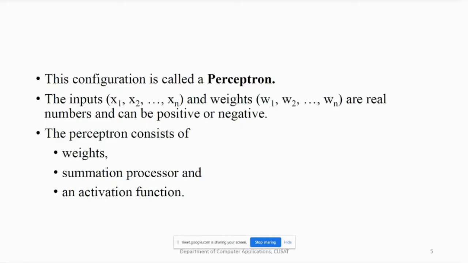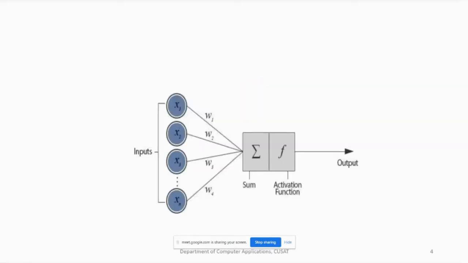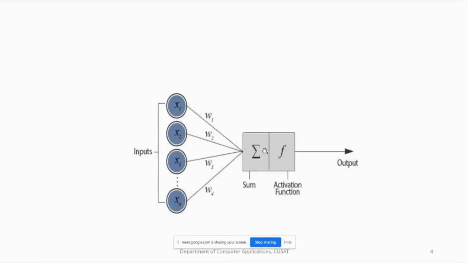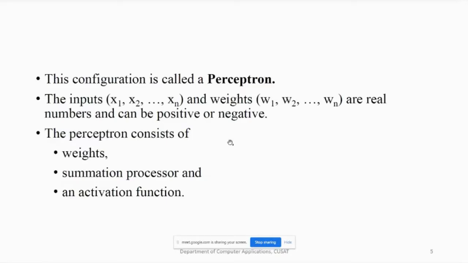And again, when we look into the figure, we can see some components available in that particular construct, and these components are nothing but weights, a summation processor, and an activation function. These are the three very important components of a perceptron model: weights, summation processor, and activation function.